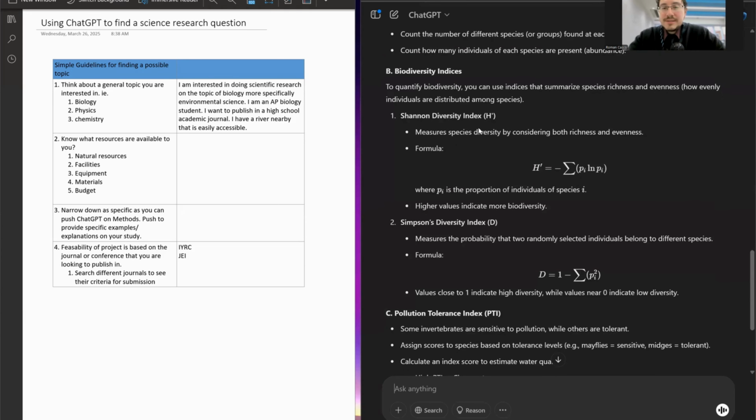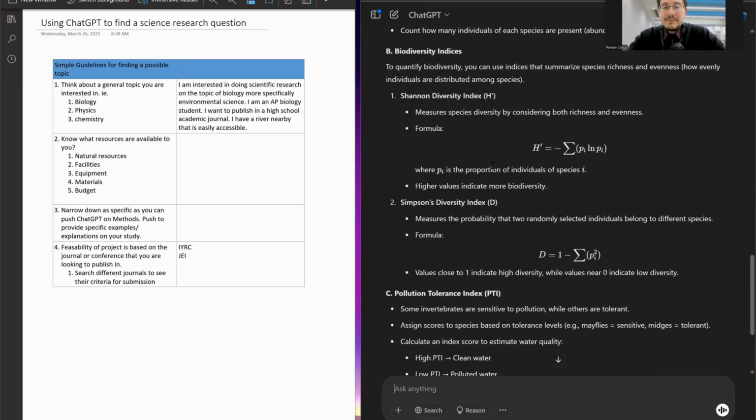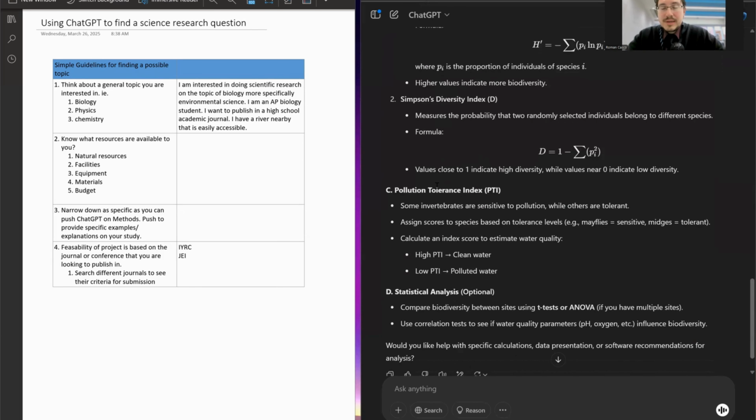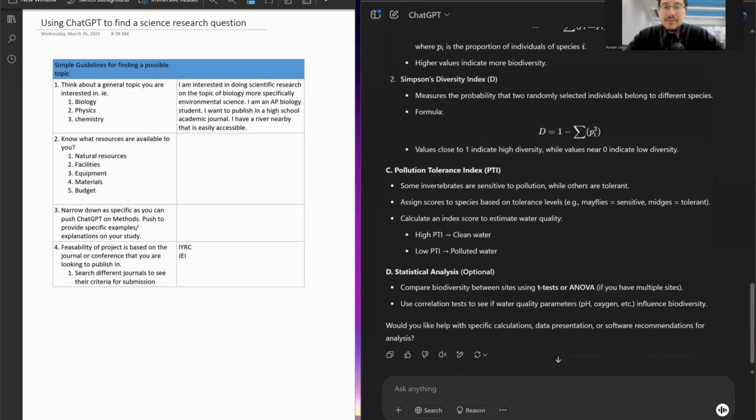Right. So you have a Shannon Diversity Index, you can take a look here. You have Simpson's Diversity Index. So there are many, many types of diversity indexes. And again, you can use ChatGPT to go further. How can I calculate this? Explain more in detail. Okay. So that's one way that you can collect information, results, right?